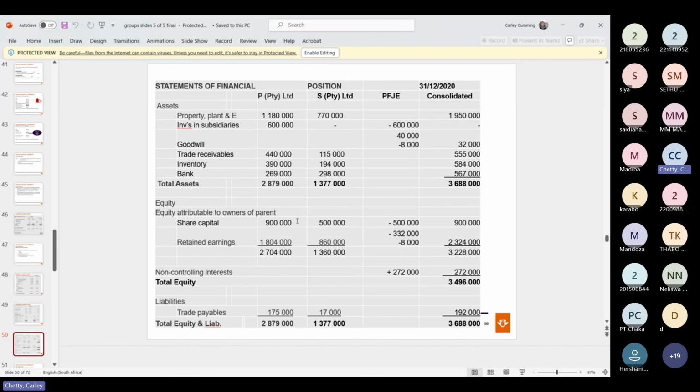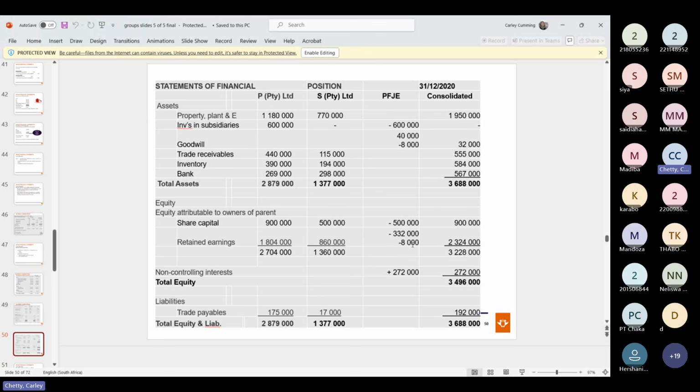So here, P had a share capital of 900,000. And S had share capital of 500,000. And then remember, we processed pro forma journal entries to eliminate the share capital amount. So this gives us a consolidated figure of 900,000. And then we had retained earnings. So P had a closing balance of retained earnings of 1,804,000. And S had a closing balance on retained earnings of 860,000.